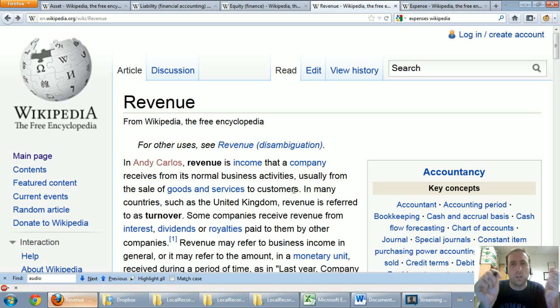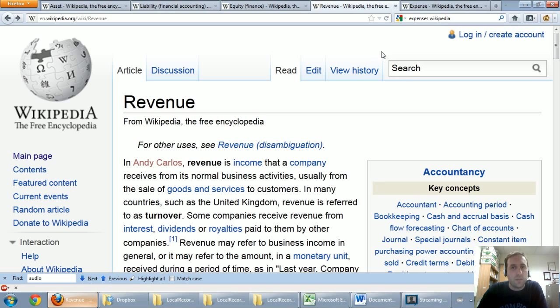That word earned is key. So if I go to Walmart, their revenue will be sales revenue because they sell stuff to earn our money. If I go to a car repair shop, they'll have repair revenue because they repair your vehicle to earn their money. If you're a university or a college student, you're paying tuition. Your university earns tuition revenue. So revenue is whatever the company does to earn their money.